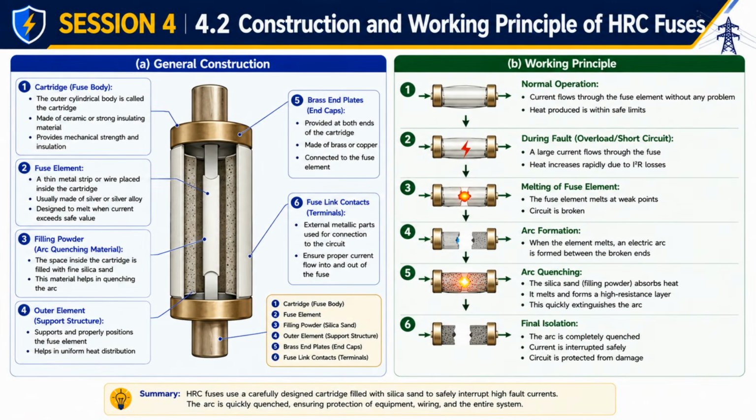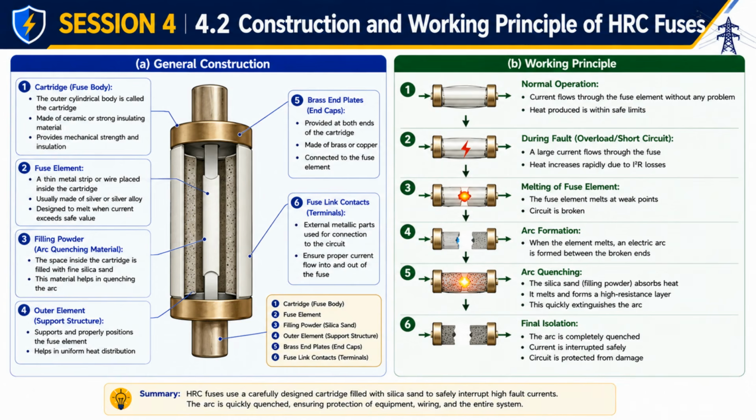B. Working principle. Now let us see how an HRC fuse works. Step 1. Normal operation. During normal conditions, current flows through the fuse safely. The heat produced remains within safe limits. Step 2. Fault condition. During overload or short circuit, a large current flows. Step 3. Melting of fuse element. The fuse element melts at its weak points.